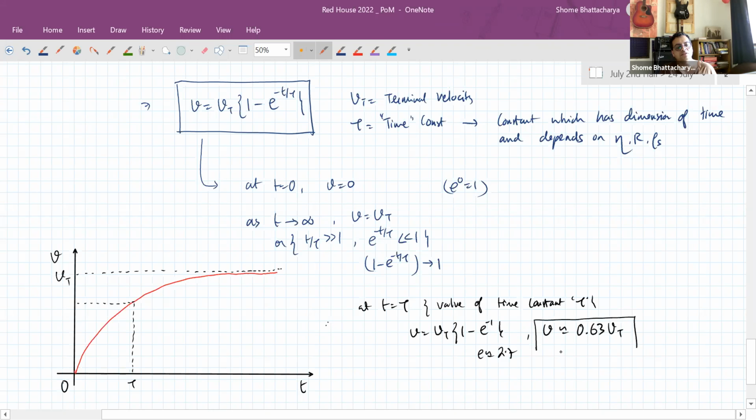So that is the significance of this time constant, that it effectively tells you how fast it is able to approach the terminal condition. Okay, because you see that at t equal to something like 10 times tau, your v will become very nearly equal to terminal velocity. If you do the calculation, 1 upon e to the power 10 is such a small number, it will hardly matter.